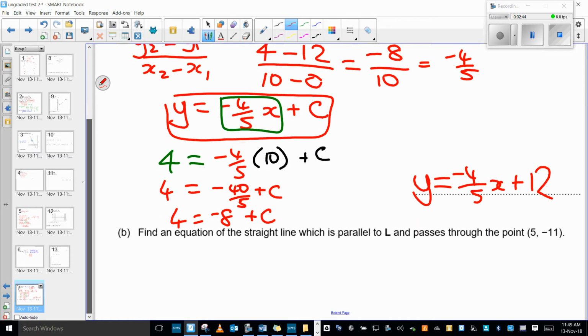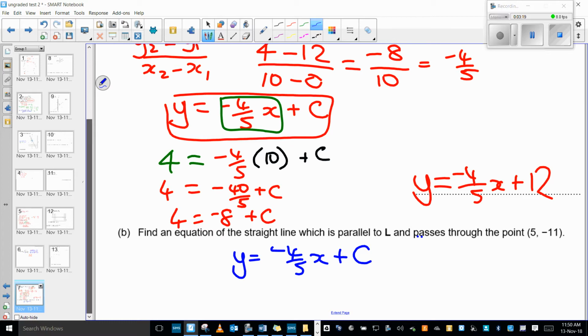Alright, so now let's find an equation of a straight line that's parallel to it. We had this discussion already. What's special about parallel lines? They have the same gradient. So, without doing any work, I can start off my equation of this line by writing, Aria? y equals negative 4 over 5 x plus c.